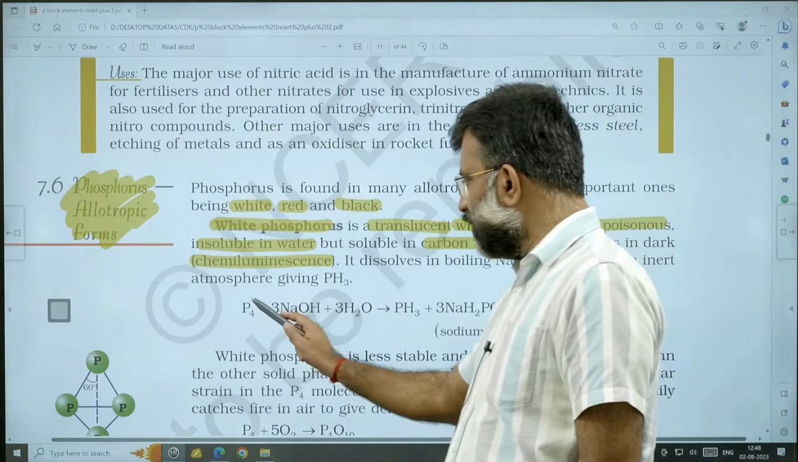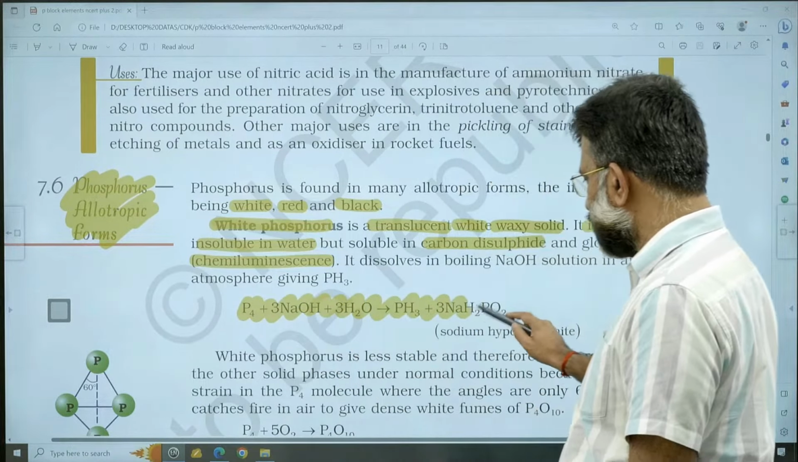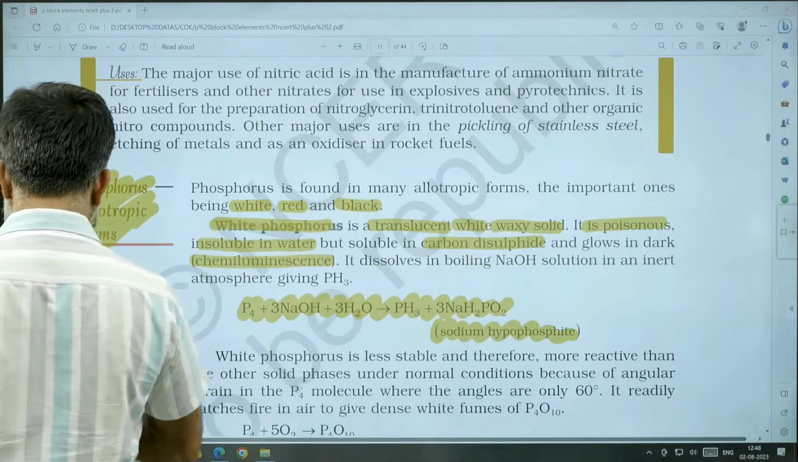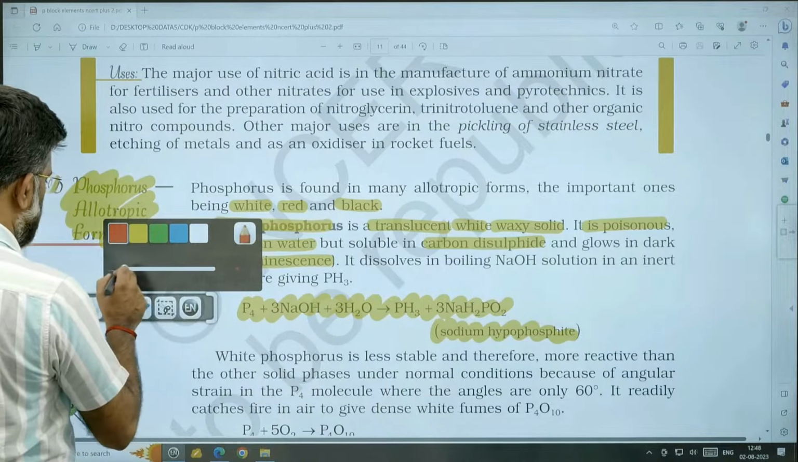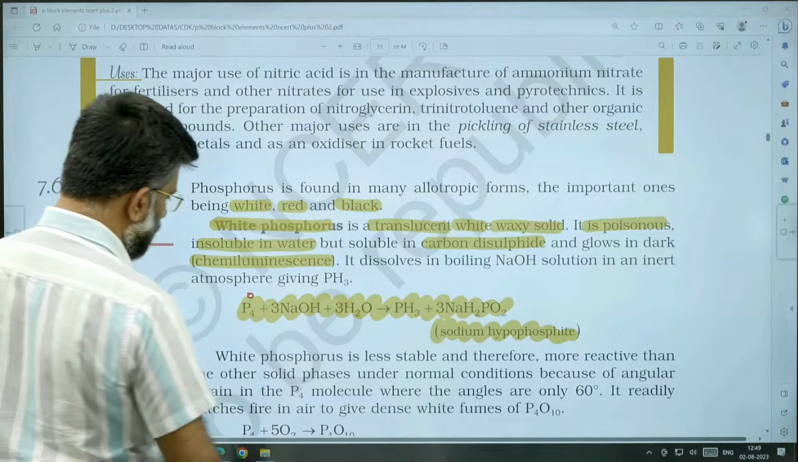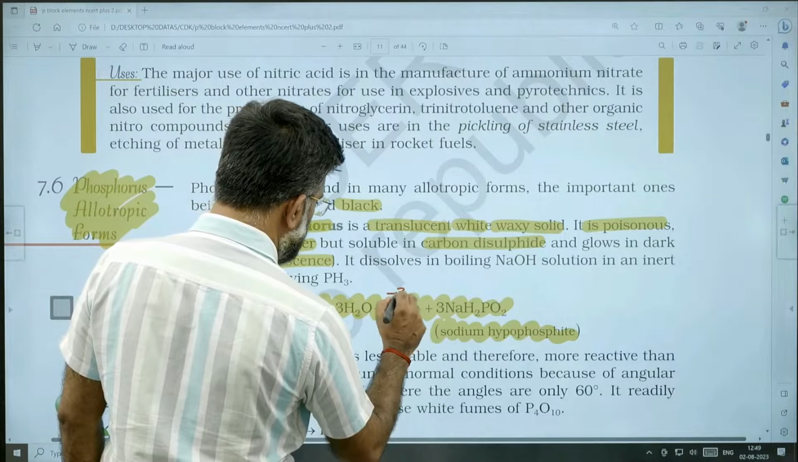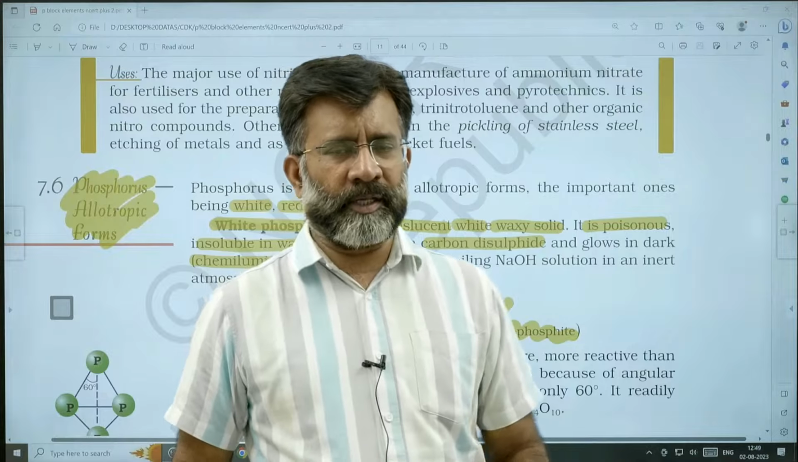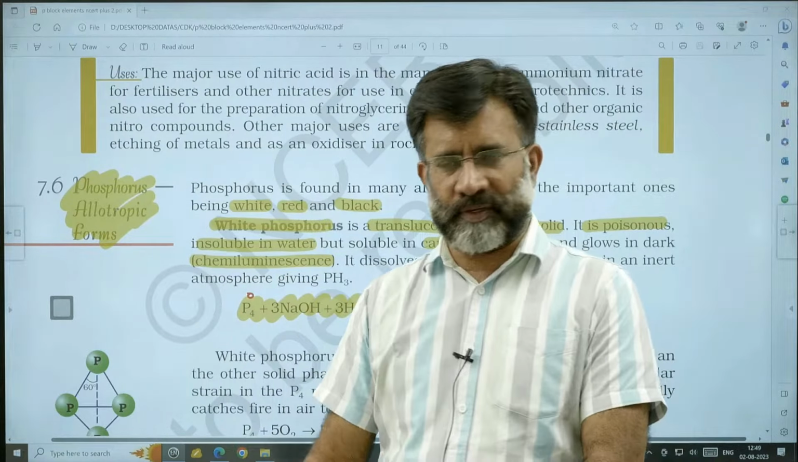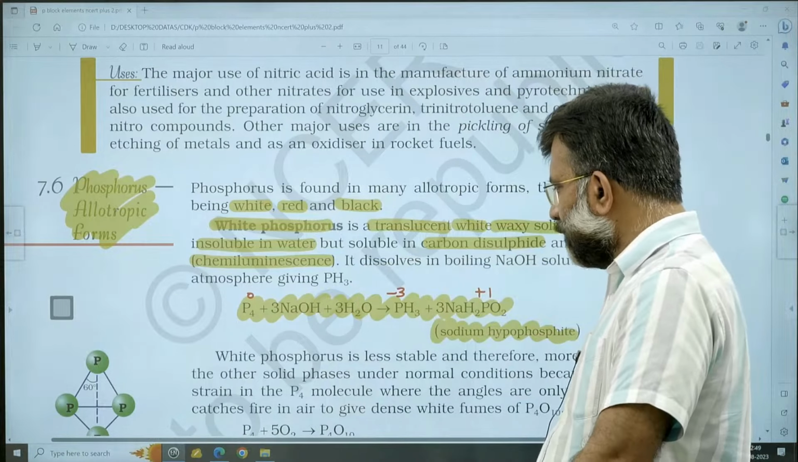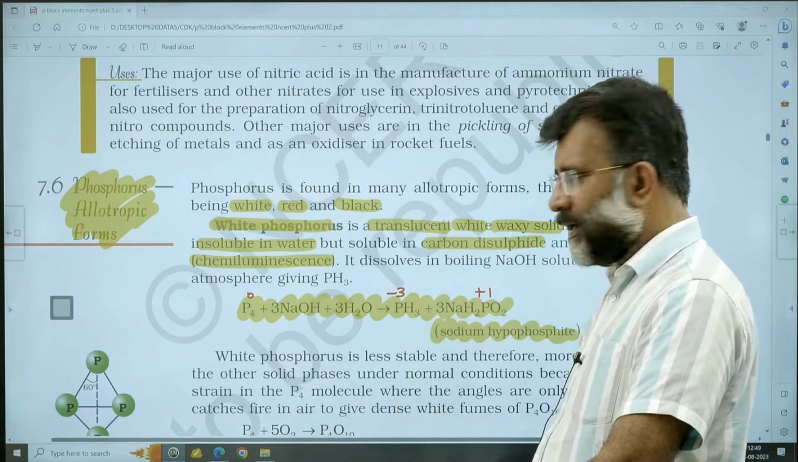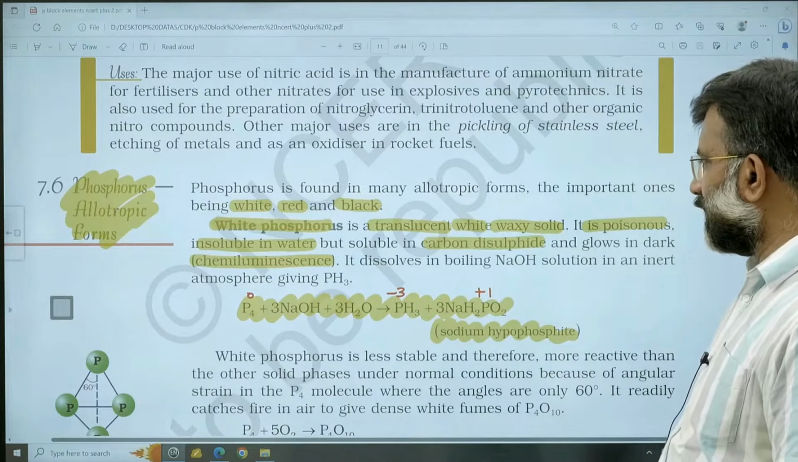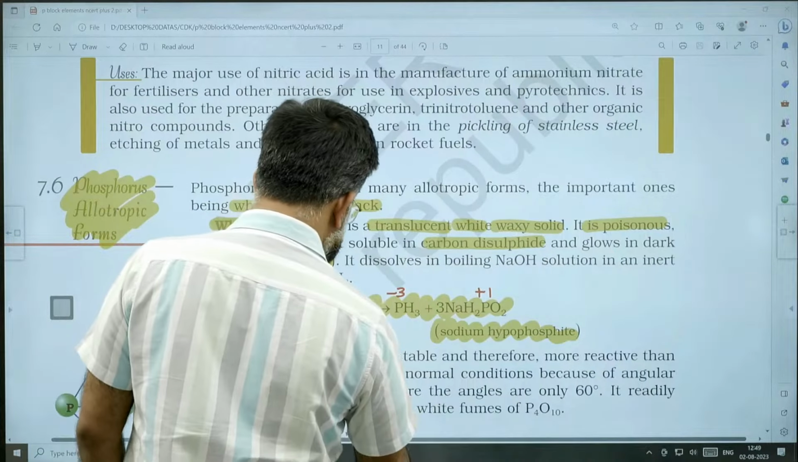The reaction of white phosphorus with NaOH is a very popular reaction. It's a redox reaction, all of you easily understand. This is a disproportionation reaction. Phosphorus 0 is reduced to -3 and oxidized to +1. A very popular disproportionation reaction shown by white phosphorus. White phosphorus reacts with alkali, reduced to phosphine and oxidized to sodium hypophosphite, right?